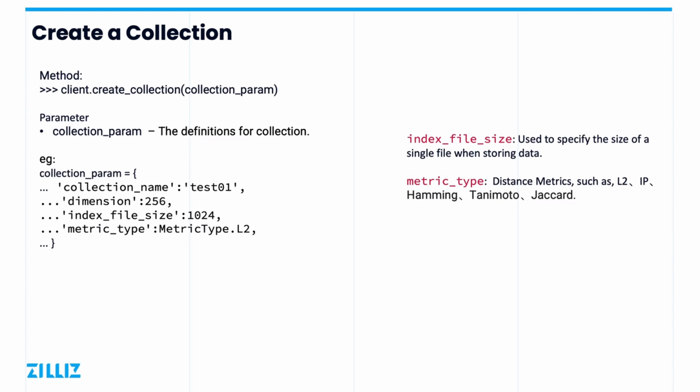When a file reaches the index file size, it will be locked, and Milvus will save new data to a new file. Metric type is the formula used for calculating the distance between vectors. Milvus currently supports Euclidean, inner product, Hamming, Tanimoto, and Jaccard distances.